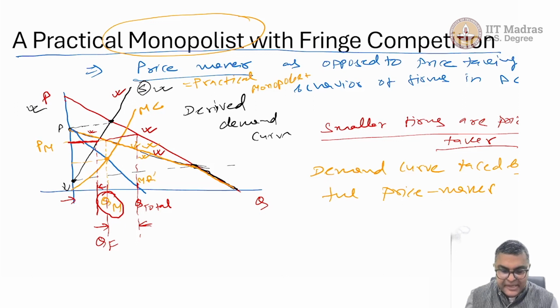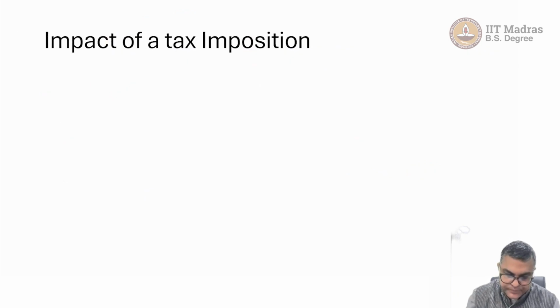And that's why I am telling you that here is a situation in which there is a practical price maker. He is deciding the price, but he is also facing competition by many smaller firms, which take the price set by this price maker as given. We can call it a practical monopolist with fringe competition. I hope this is clear to you.